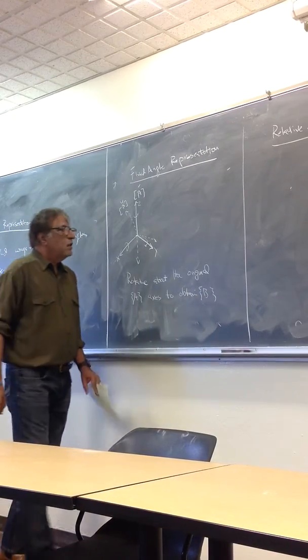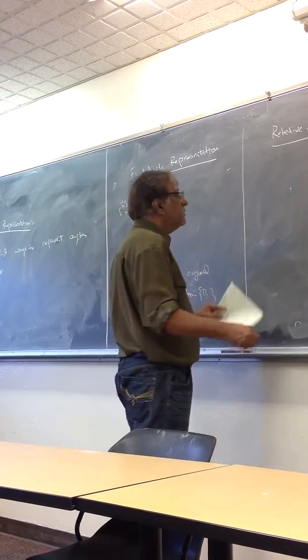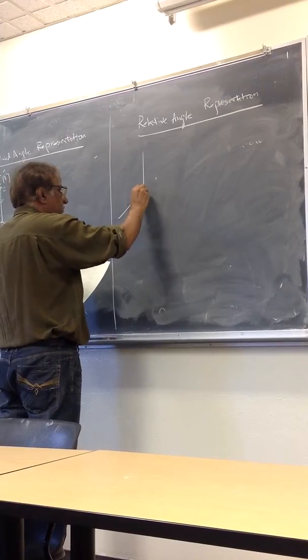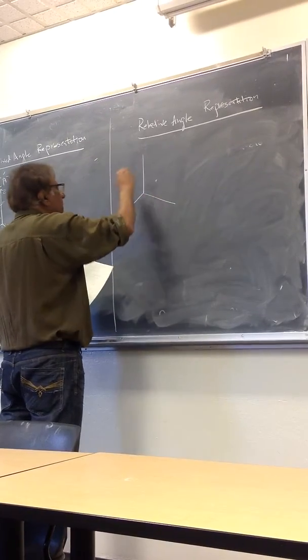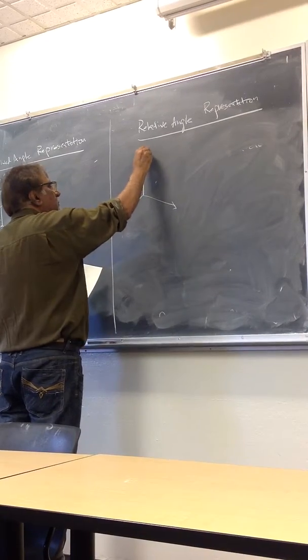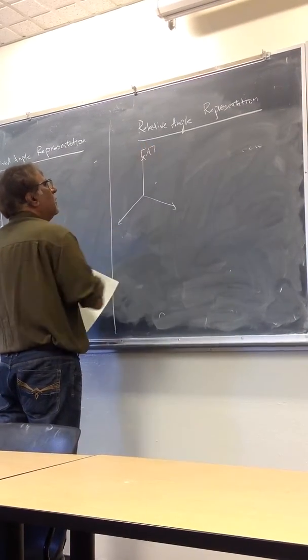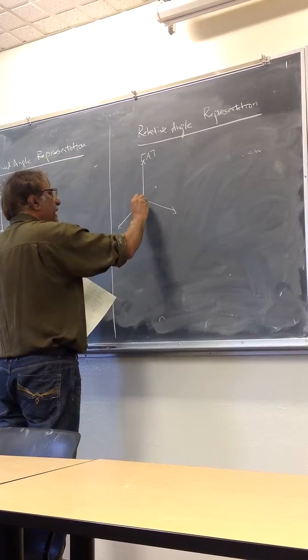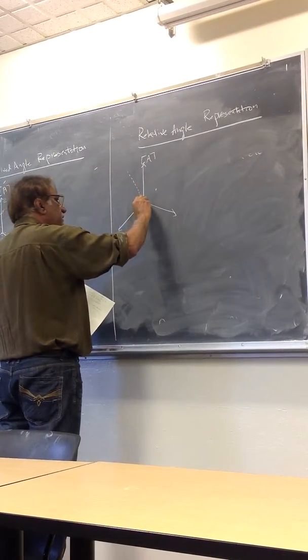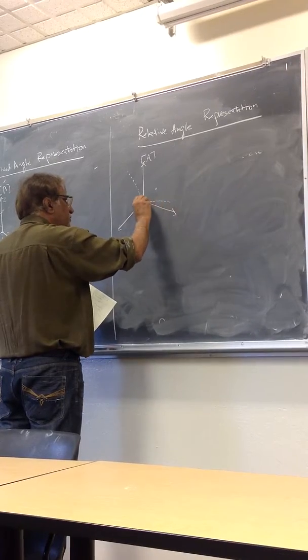Okay. The other one is what is called the relative angle representation. And let's say you have, again, you are given the frame A, and you are asked to rotate it to another frame B.